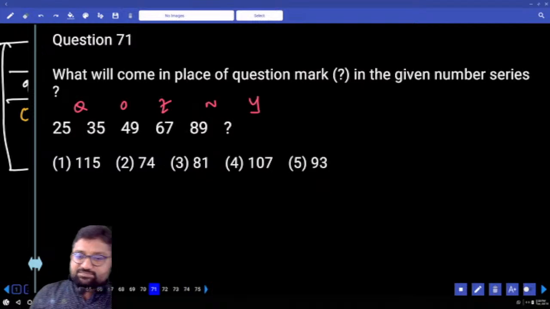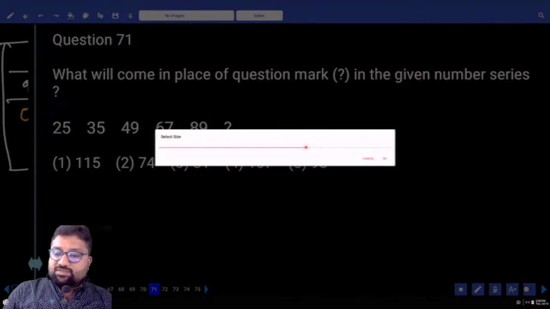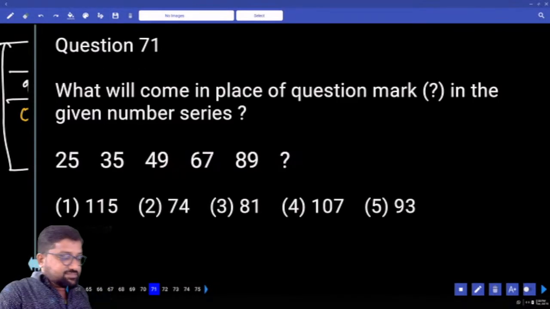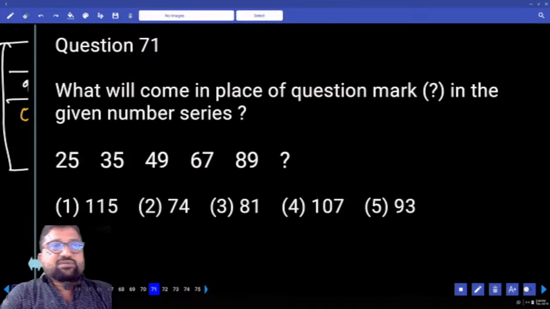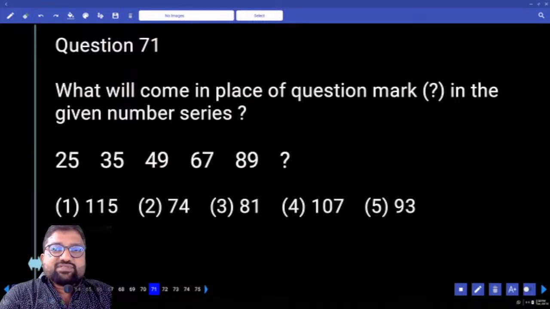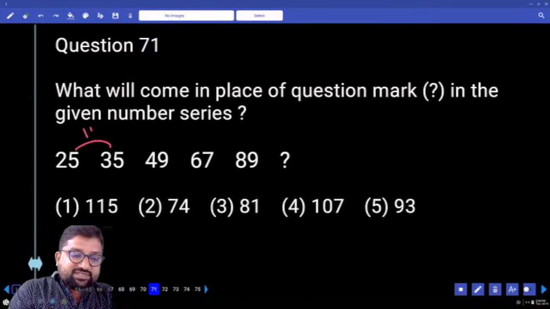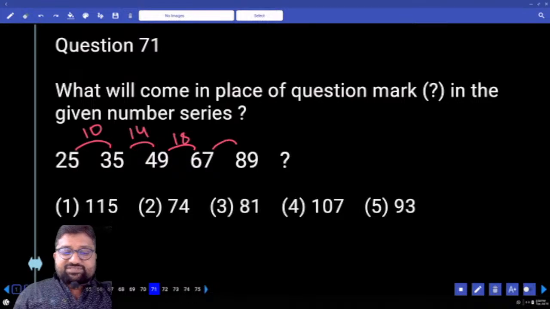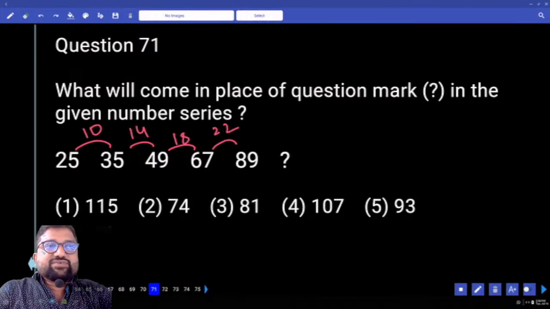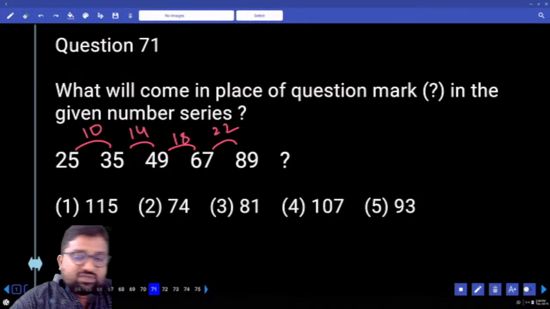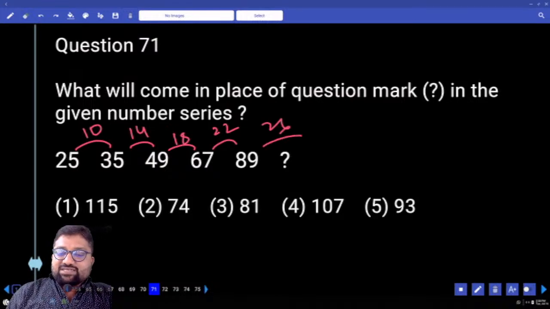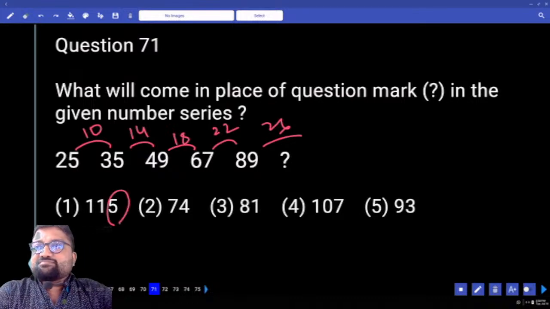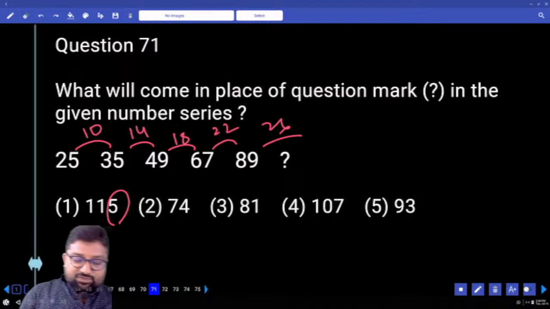Questions 71 to 75. Now you will direct me how to solve these questions. Shall I go with the differences? Increasing order, decreasing order. Huge increase, gradual increase. Whenever there is a gradual increase, what am I supposed to do? Difference. How much is the difference? 10. What about this? How about this? 22. It's very clear to us. The difference between the numbers is 4. Next should be 26. My answer should end with 5. How many options? Only one option.